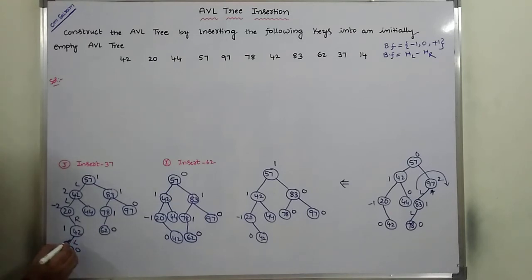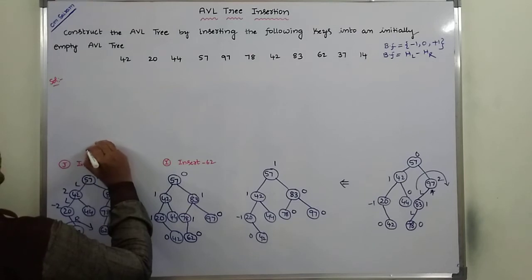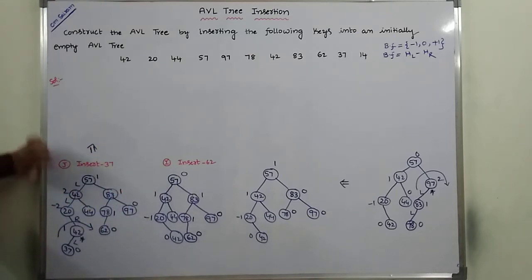In that RL rotation, first we have to perform the rotation with respect to this node. So what rotation we have to perform? So that is the right rotation we have to perform. RL rotation, first we have to perform right rotation. So rotation with respect to this node can be performed. So once this rotation can be performed, now what is the tree we are getting?